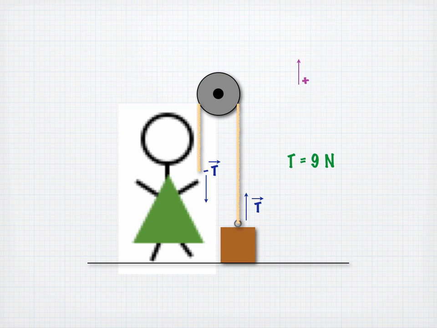When you work these problems, be sure to keep in mind which directions your forces are pointing so you can get your signs right, and remember that through a massless rope, the magnitude of the tension force transfers completely.